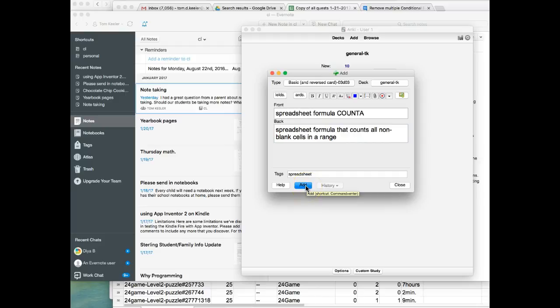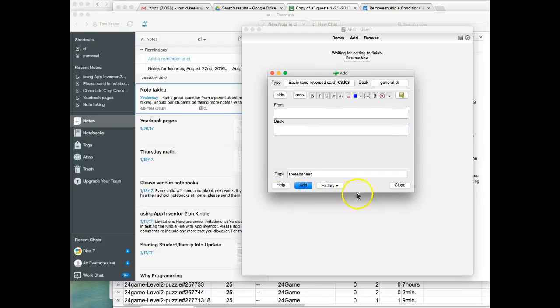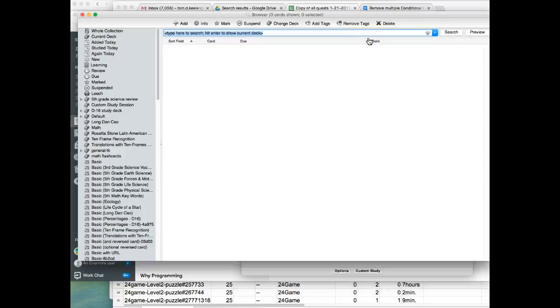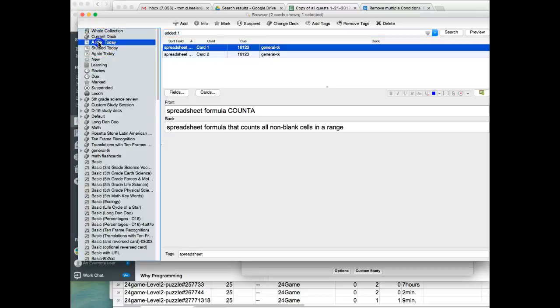Okay, so we added one note. So in Anki, this is called one note, but what you'll see is that there's two cards that have been added. Okay, so when you're in the Anki program on a computer, on a laptop, you can go to Browse. Okay, so now when we browse, if you look over here, there's lots of different things you can do, but we're going to look at added today.